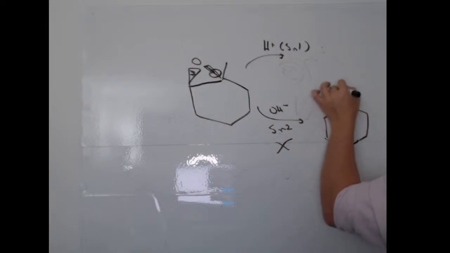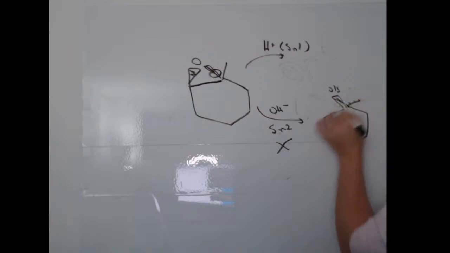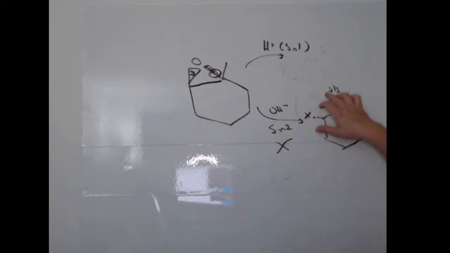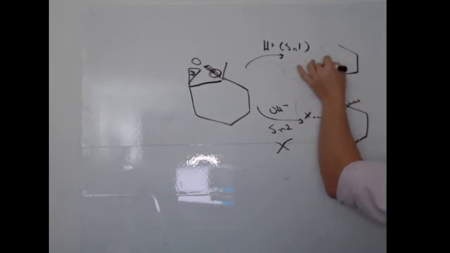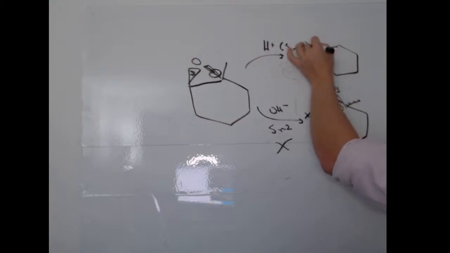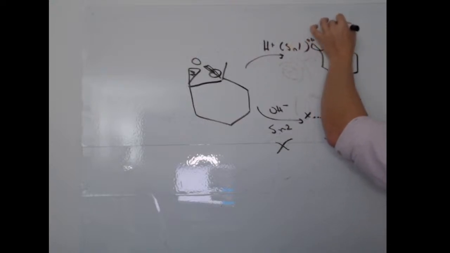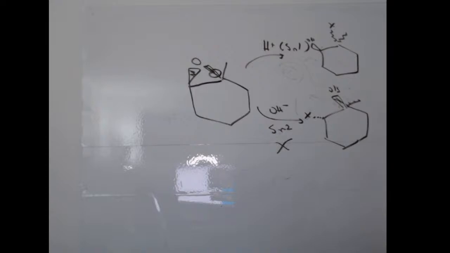So our OH goes up. Another group goes down. X is going to be down. And so in this case, we're going to end up with uniquely trans OH and X. In this one, we're going to end up with a mixture. So our OH is up, and then whenever X is coming in, we're going to get a mixture of the R and S forms of that.